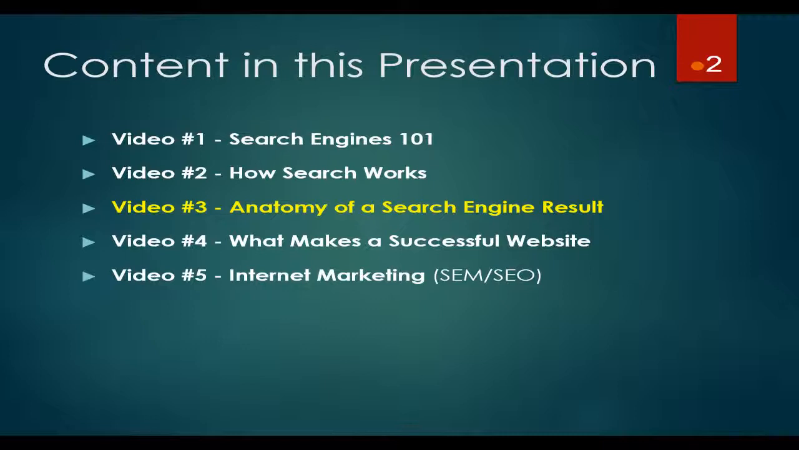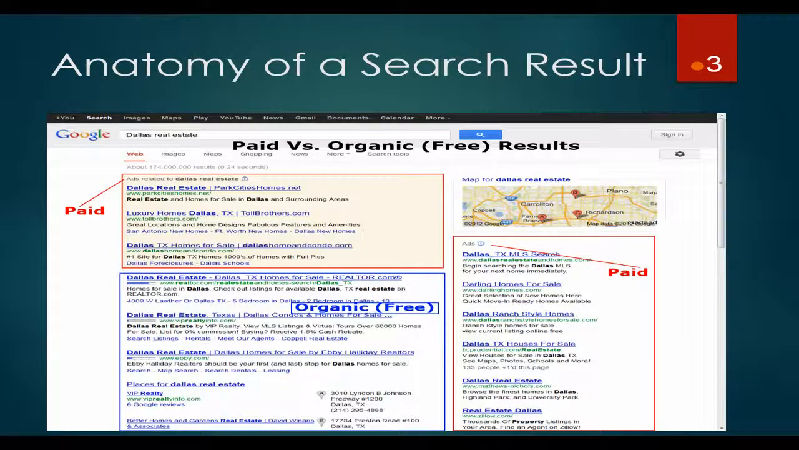I want to talk today about video number 3 of my SEO or internet marketing series, the anatomy of a search engine result page. What you see in front of you is what's called a broad search result for the phrase Dallas real estate, and I kind of want to give you an idea of what you're looking at when you get those results back. You have basically what's called two types of results. You have paid versus organic.